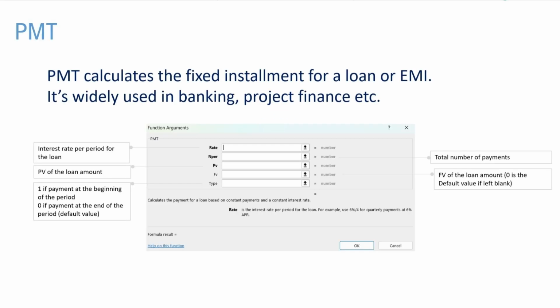Let us look at another finance function, which is the PMT or the payment function in Excel. The PMT function is used to calculate the fixed periodic payment for a loan. This function is extremely useful in banking, project finance, and loan repayment analysis.